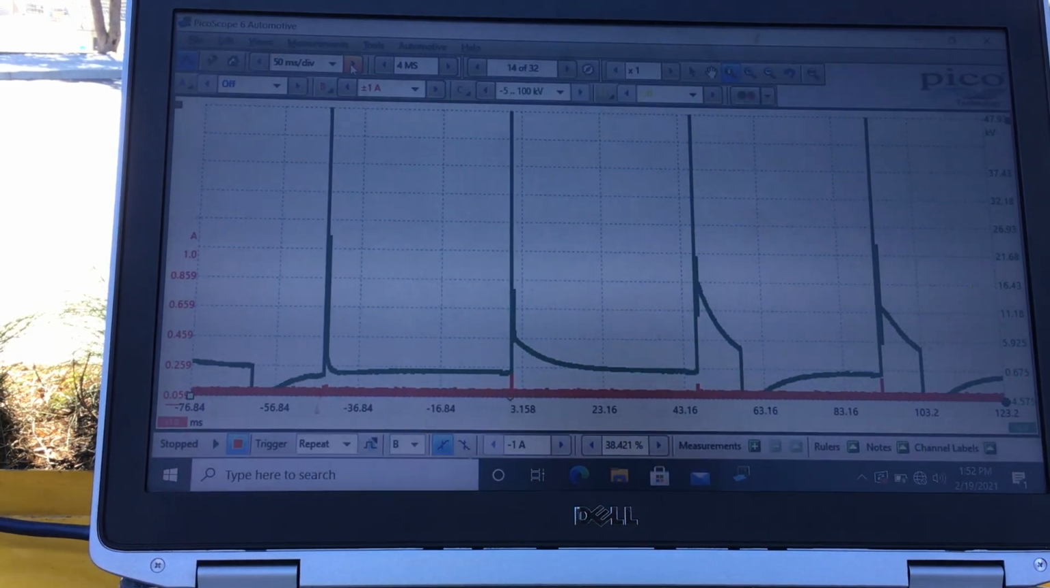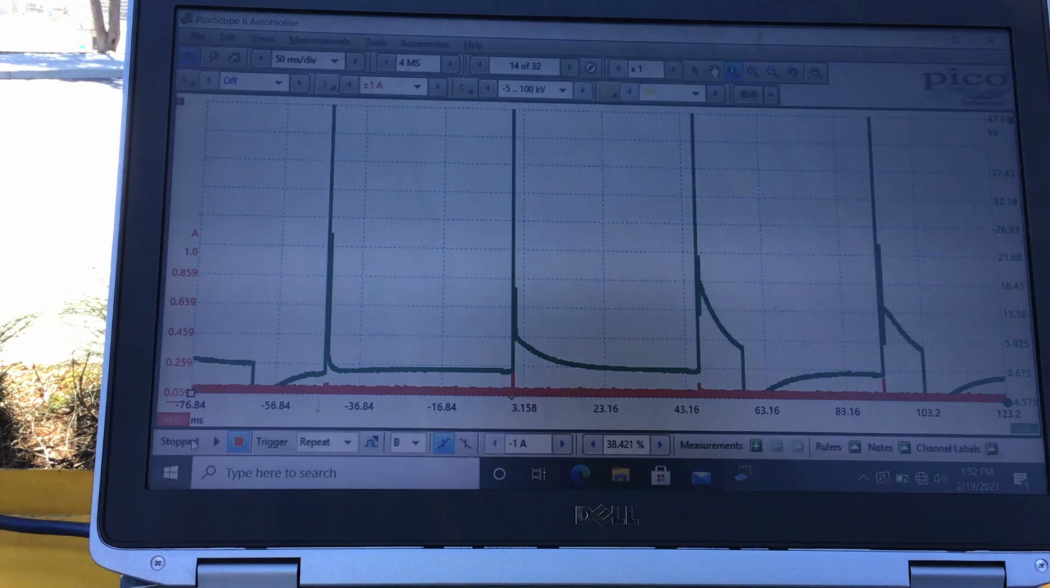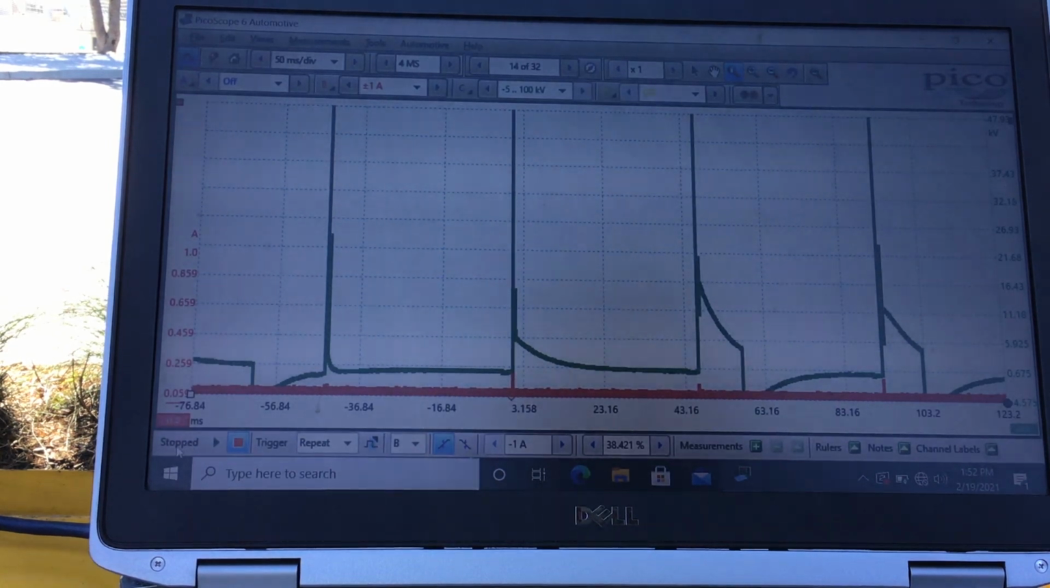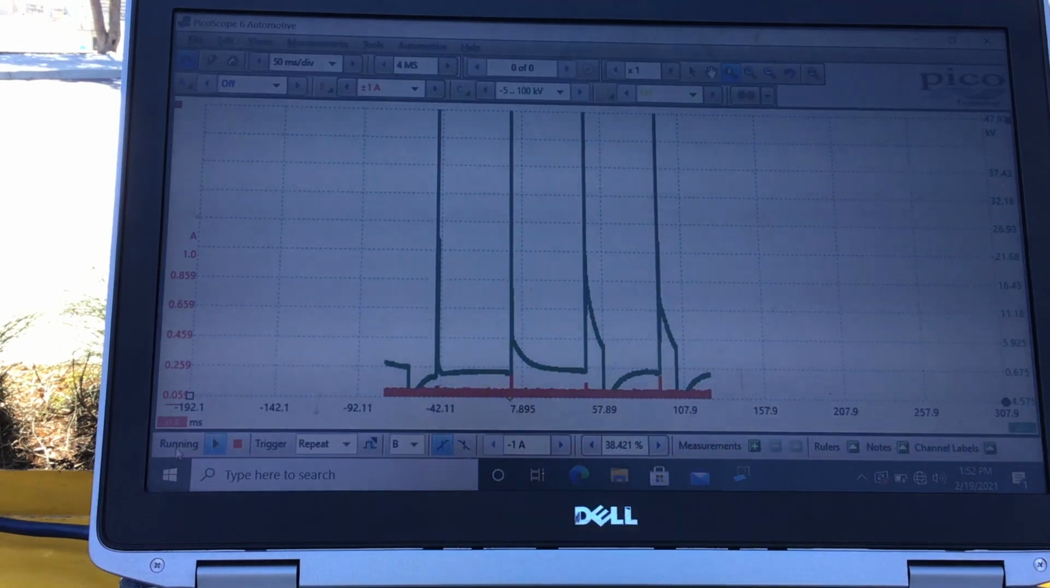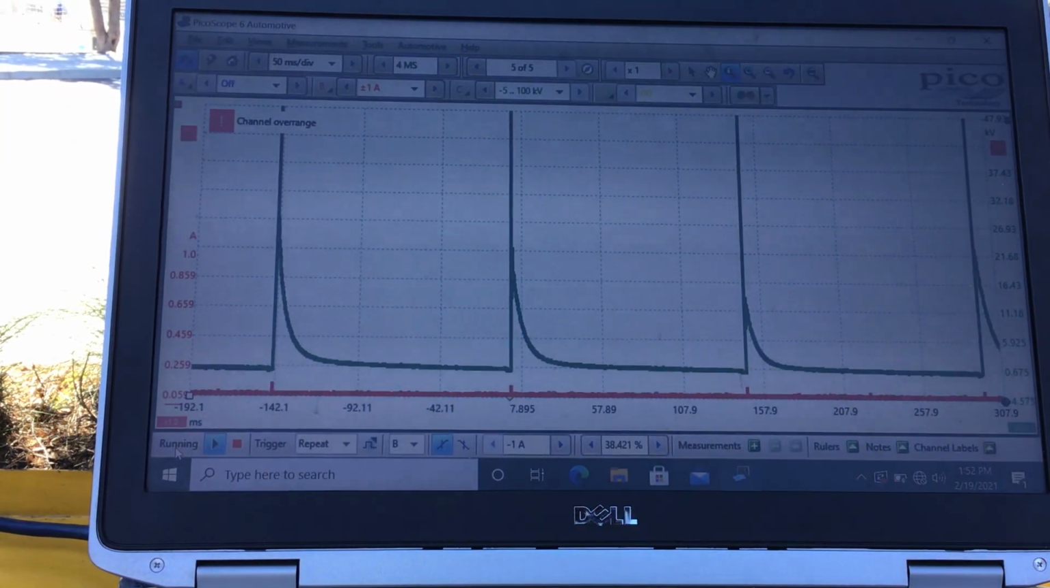I will start the car and then start the scope. Actually, I'll start the scope first, and then we'll start the car. We're triggered on the green channel. Actually, we're triggered on channel B, the injector pulse. So I'll start the scope, and then I'll start the car. We're running normal now.